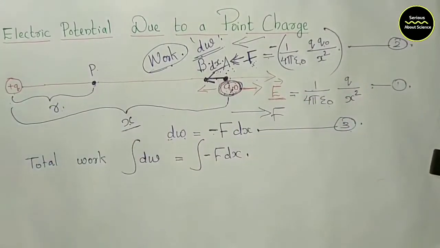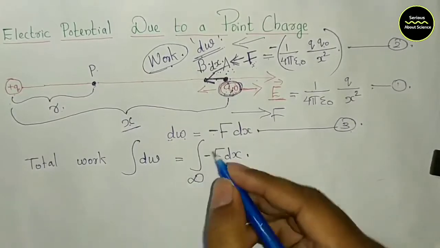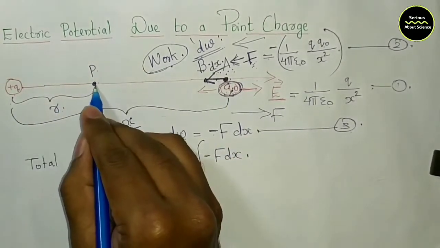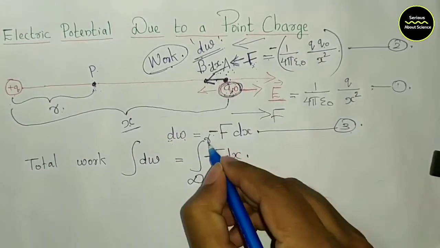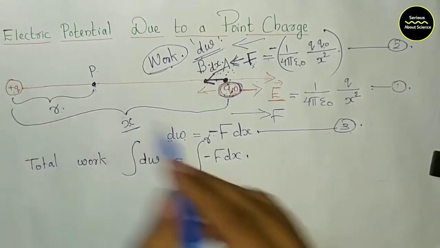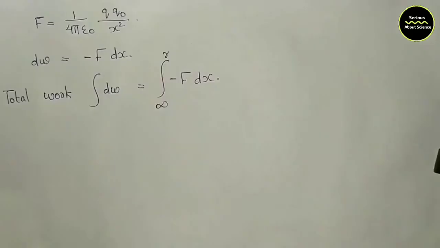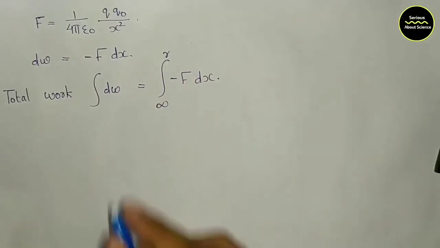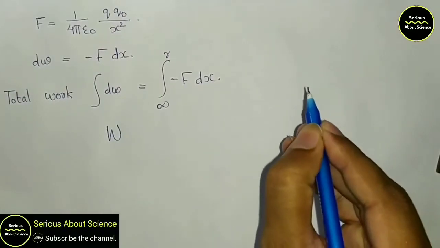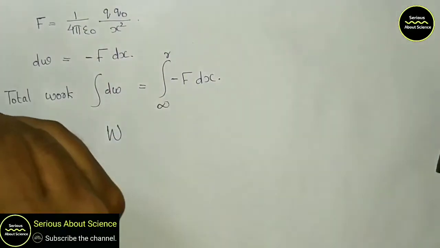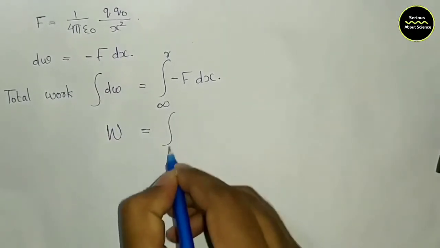In order to find out the total amount of work done, dW should be integrated to get the total work. When I integrate dW, I will get the capital W, total work done. Total work done will be equal to the integral from infinity to the point R, that means the lower limit is infinity. I have to get the test charge from infinity to my point, that is at R. From infinity to R, how much work should be done? Work done W will be equal to the integral from infinity to R of minus F dx.